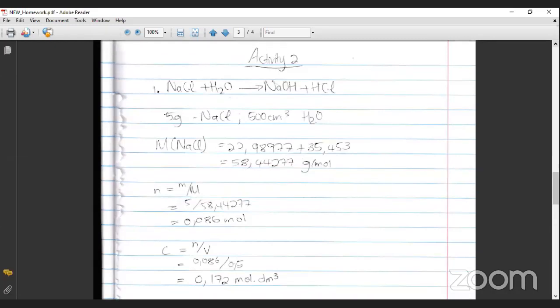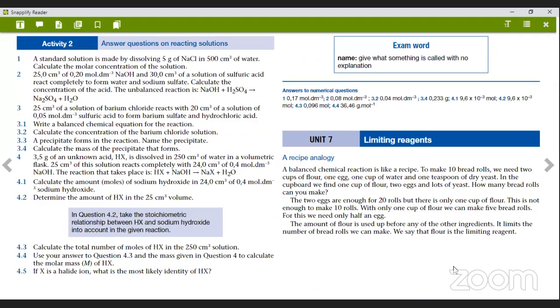This problem was quite simple, but sometimes it can be tricky, especially when you see 5 gram NaCl, 500 of H2O. But you guys need to know, first take what's given, convert it to number of moles, and then you put it in the standard formula of C equals n over V. Okay, let's go now to number 2. Okay, let's see what they say on number 2.